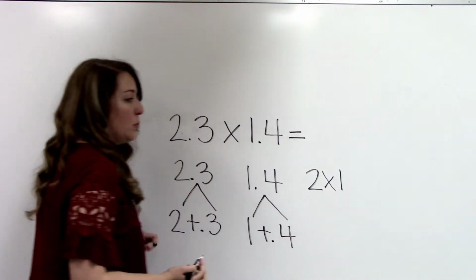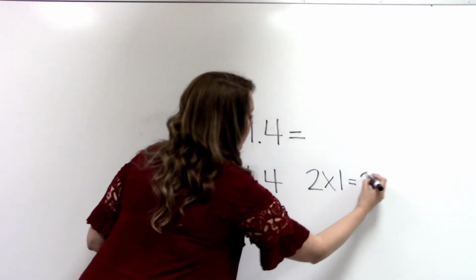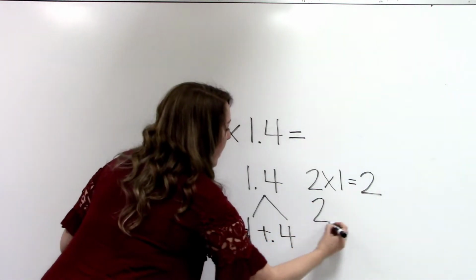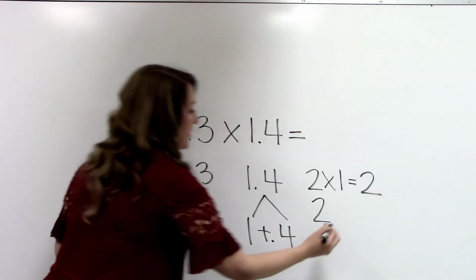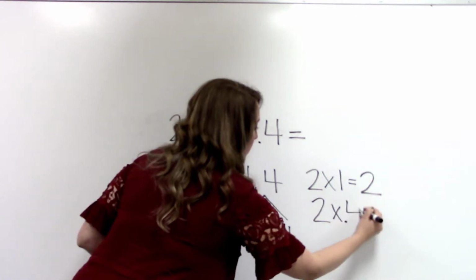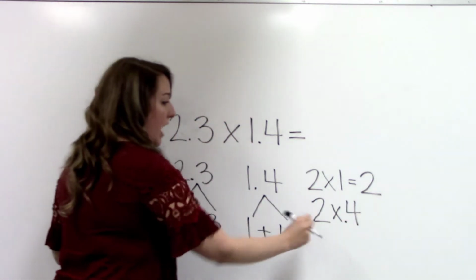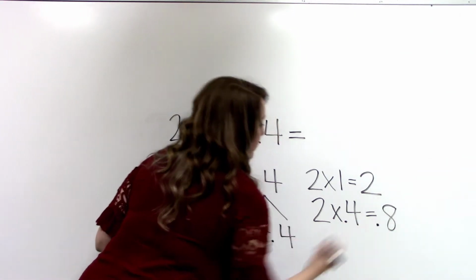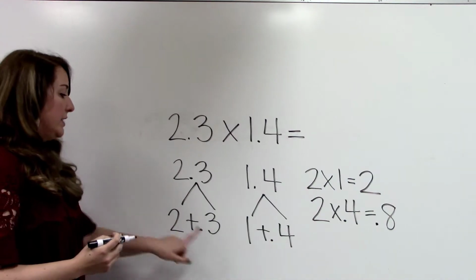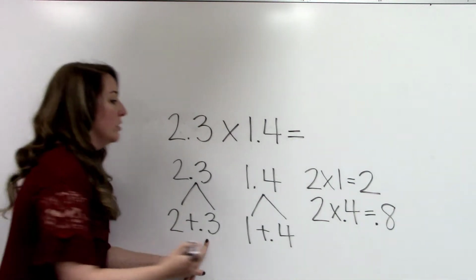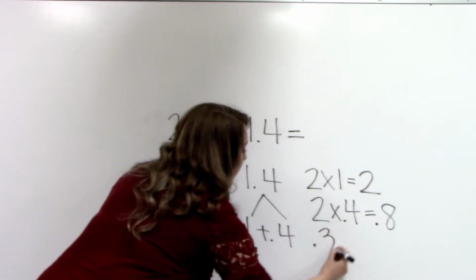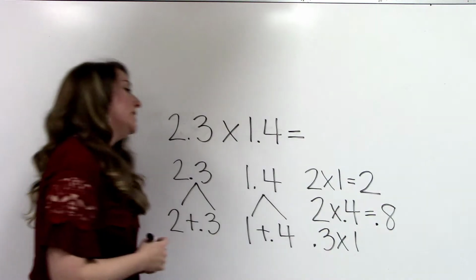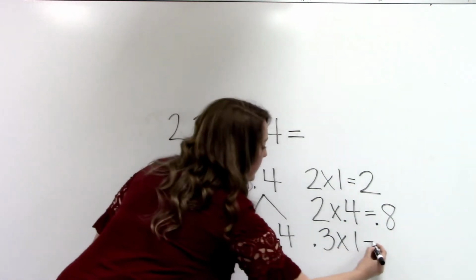And 2 times 1 equals 2. Now I'm going to take my 2 again and multiply it by my 4/10. So I have 2 times 4/10 equals 8/10. Now I have to take my 3/10 and I'm going to multiply 3/10 again by 1. 3/10 times 1 equals 3/10.